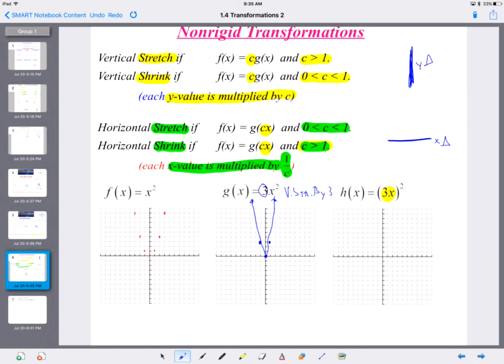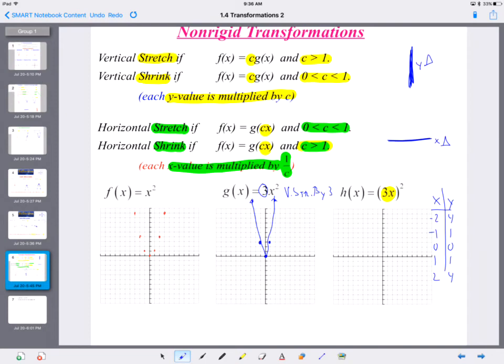If you need help on this one, maybe write your table out in terms of x and y, and this would be your parent function. So we'll do -2, 4, -1, 1, 0, 0, 1, 1, and 2, 4. What is changing? Well, since it's a horizontal compression, it's actually getting multiplied by 1/3. That's the 1 over the c part. So all your x values get multiplied by 1/3.